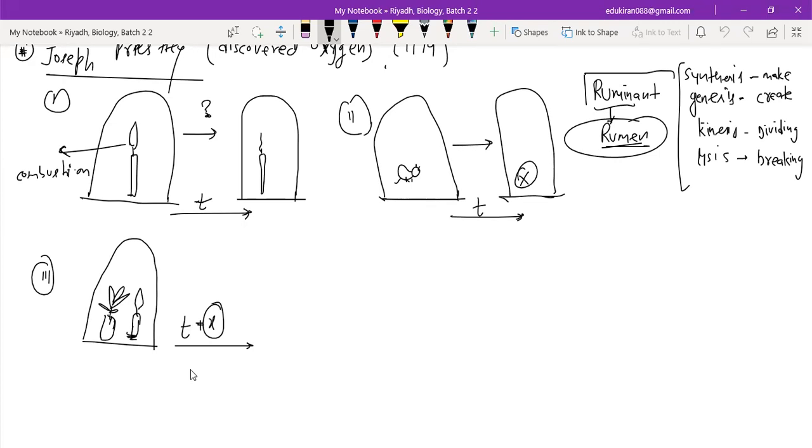Write down, Priestley hypothesized that plants restore to the air what breathing animals and burning candles take from it, which he later identified as oxygen.